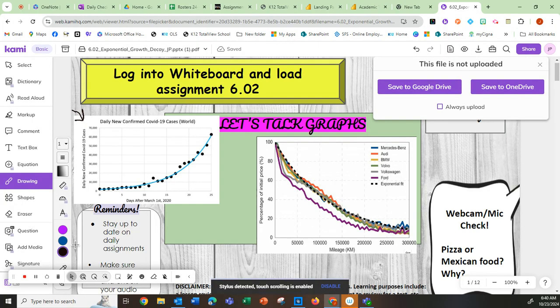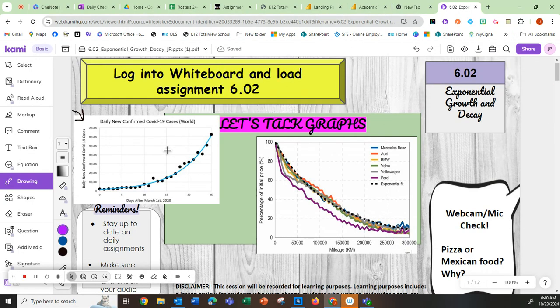Anytime we look at a graph, it's important to look at what we're measuring on the axis, the x-axis and the y-axis. So on the x-axis, I have 0, 5, 10, 15, 20, and 25. And if I go up to the top, going left to right, it says we're measuring the daily new confirmed COVID-19 cases around the world. So 0 cases, and it says days after March the 1st, 2020. So 5 days after March the 1st, there are this many. If we go to the y-axis, this is daily new confirmed COVID-19 cases.